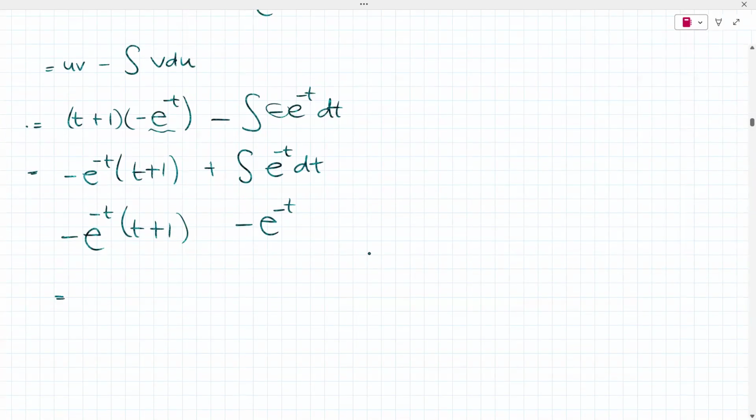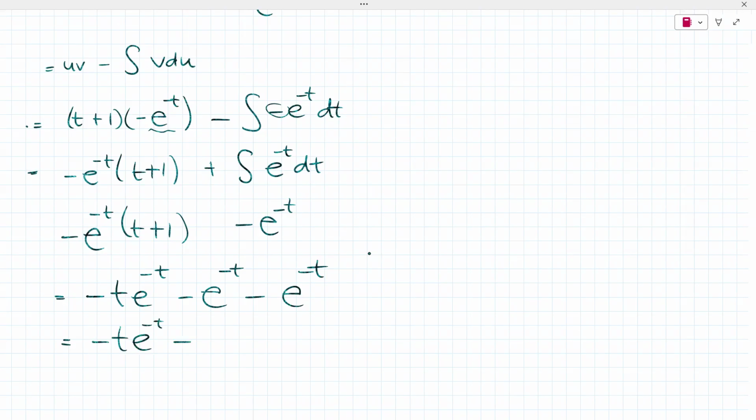So now when you FOIL it out and clean it up a bit, we're going to get negative t e to the negative t minus e to the negative t minus e to the negative t. And when you clean this up more, you get negative t e to the negative t minus 2 e to the negative t.